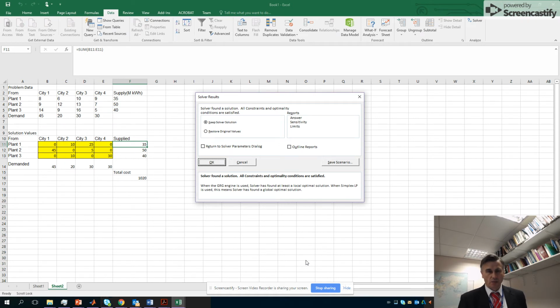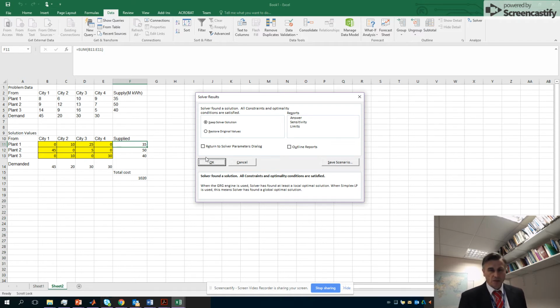And it comes up with a solution. Okay, so if you see here, the solution has a total cost of 1020 money units, and this is the pattern of allocation. So for example, city 1 has all its demand of 45 supplied by plant 2. And the remaining amount, the 5 units left from plant 2 supply, is given to city 3.